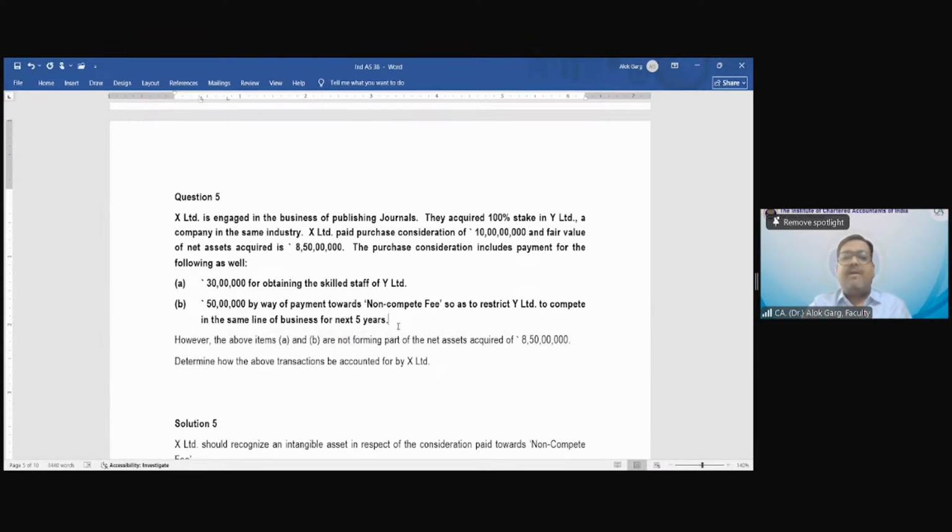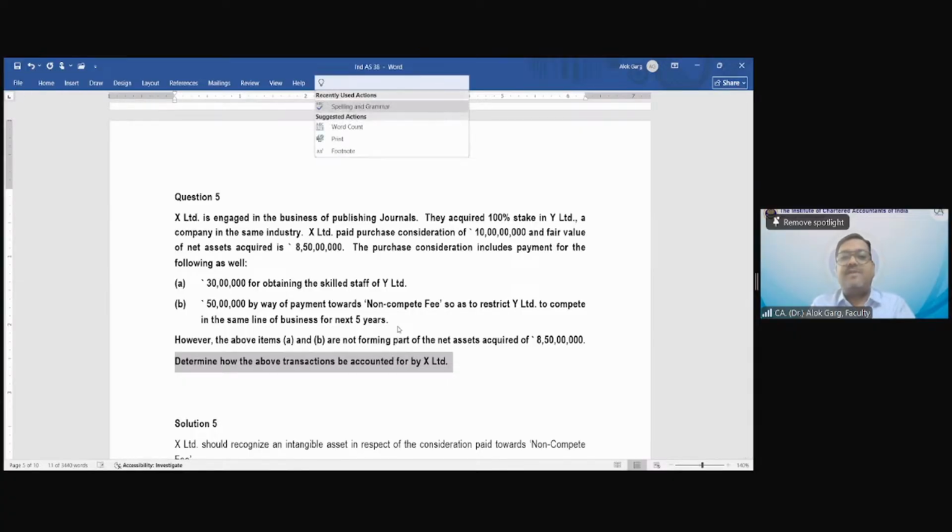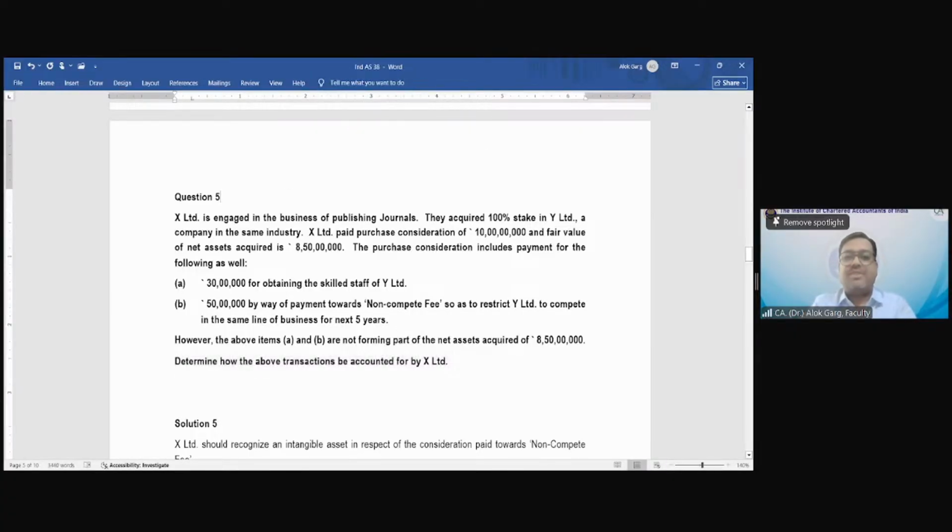These items A and B are not part of the net assets. The company has not capitalized items A and B. Okay. Determine how the above transaction should be accounted for by X Limited. Tell me how to do this. This is a question of business combination.